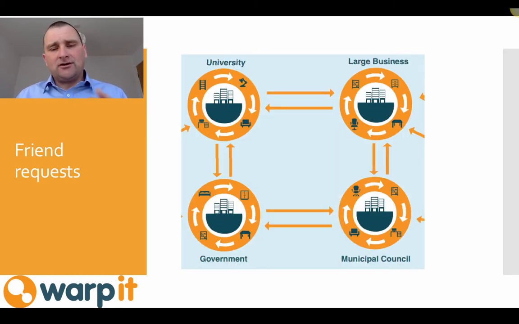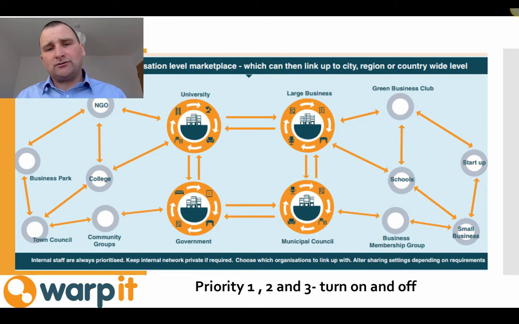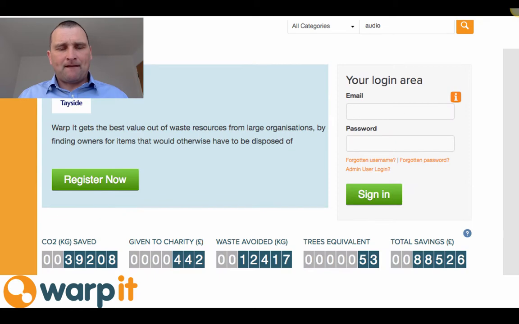On our system, you can also trade with other parties in your city or region or across your sector. So that becomes a disposal network, but it also becomes a claim network as well, okay? And we talk about internal staff being priority one, friends on the system, other people in other organisations in your sector being friends, you can turn those priorities on and off depending on the flow of assets in your estate. This is what it looks like, so for example, NHS Tayside, this is their homepage.